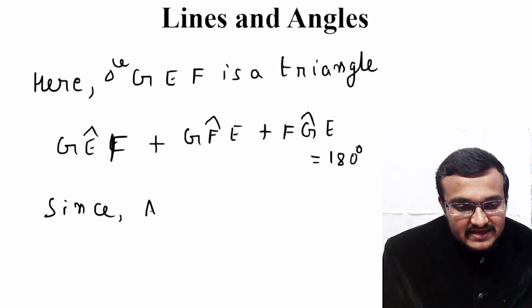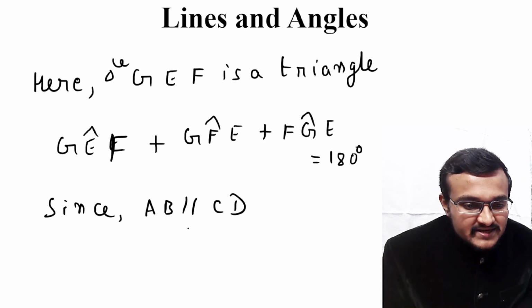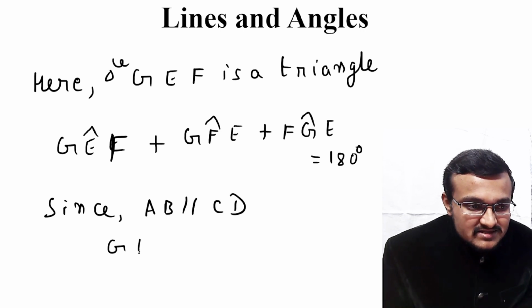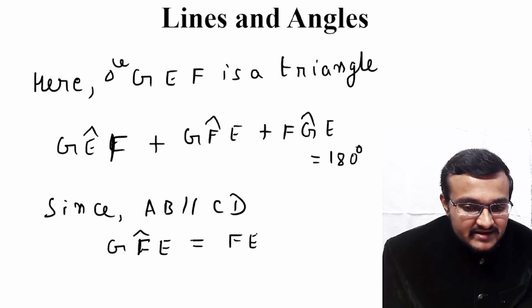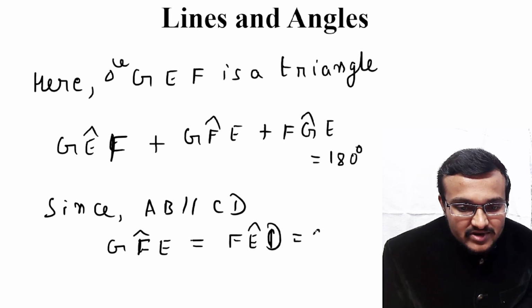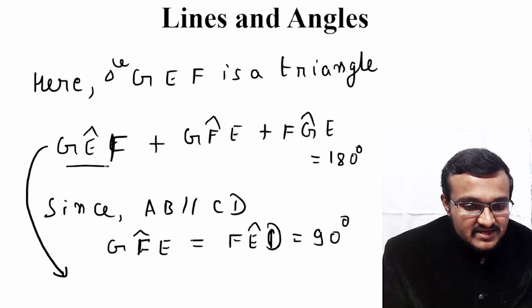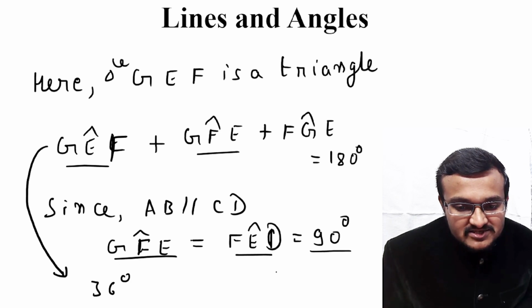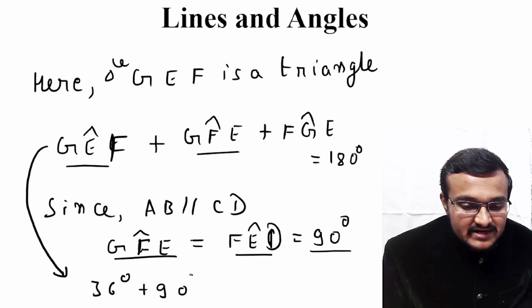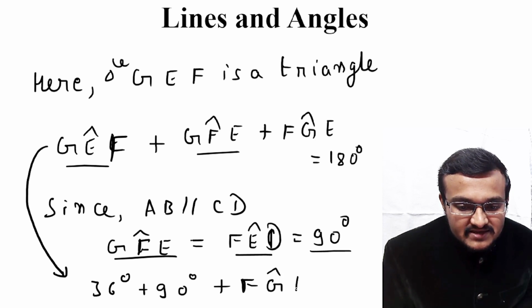So here, since AB is parallel to CD, GFE is equal to FED, which is equal to 90 degrees. Now in this particular equation, you can substitute 36 degrees, which we have found out. In the place of GFE, we are getting that as equal to FED, which is equal to 90 degrees. So in the place of GFE, you can write 90 degrees plus FGE is equal to 180 degrees.